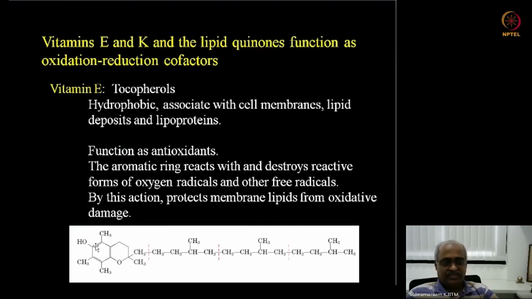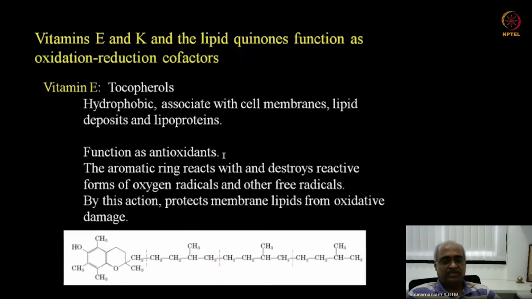This is the vitamin E structure. You have a long isoprenoid unit, indicated by these pink lines, and you have this aromatic ring attached to it. The tocopherols in the ring structure can easily take up electrons and therefore prevent oxidation of membrane lipids. They are hydrophobic, found in cell membranes, lipid deposits and lipoproteins, which are proteins that carry lipids in the bloodstream. We will learn about it when we go to lipid metabolism. These tocopherols function primarily as antioxidants.